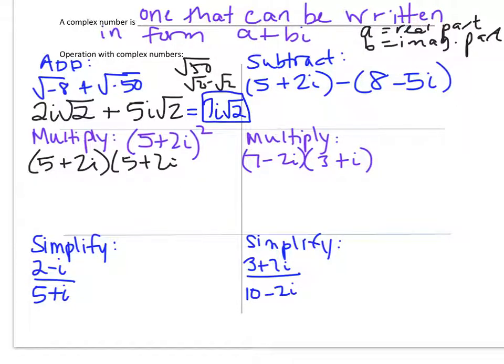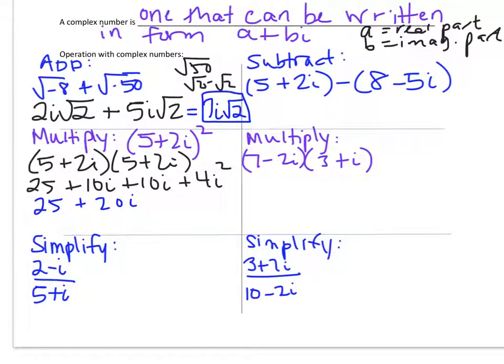For the first part of this, it wouldn't matter to me if that was an i or an x. So I'm just going to distribute out and get 25 plus 10i plus 10i plus 4i squared. 2i times 2i is 4i squared. So let's see what we get next. I get 25 plus 20i.